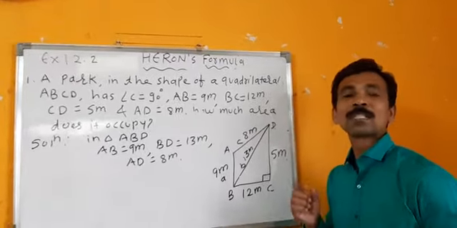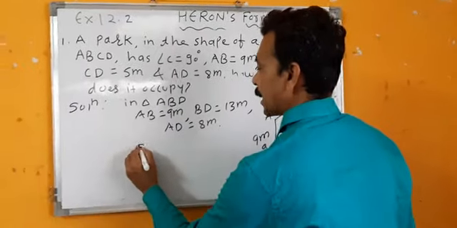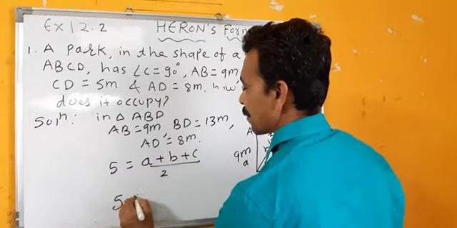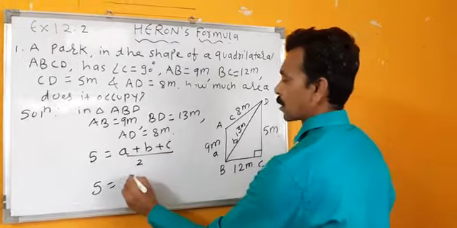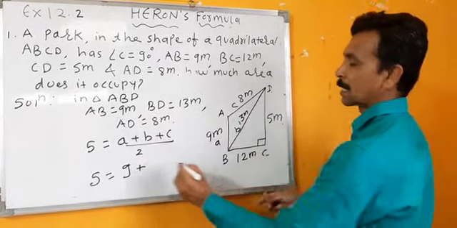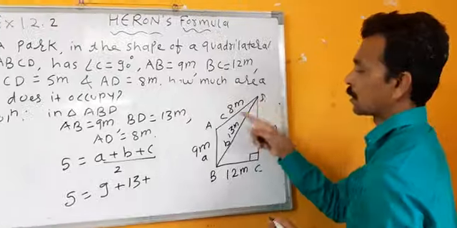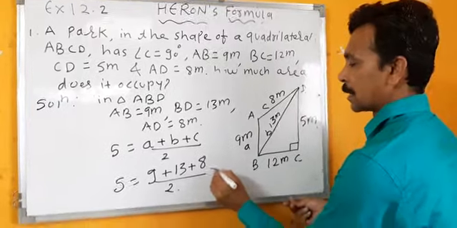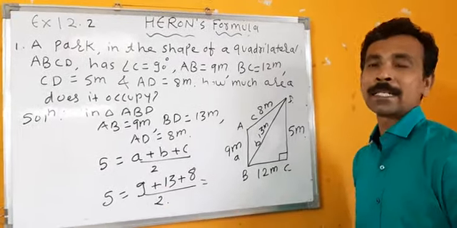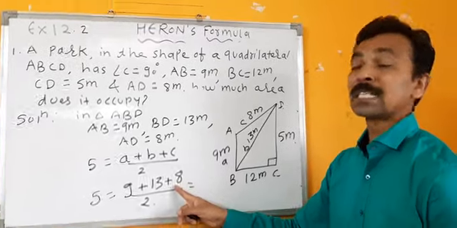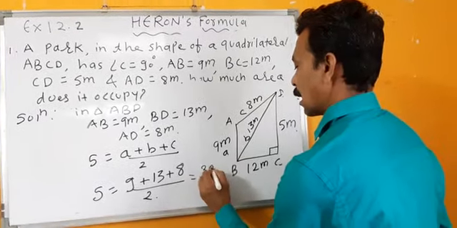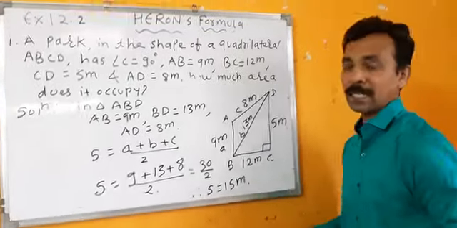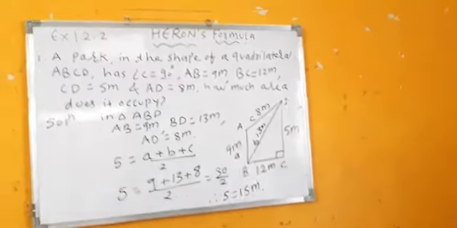So you know very well, first we have to find the semi-perimeter. Semi-perimeter is equal to a plus b plus c upon 2. Semi-perimeter is equal to 9 plus 13 plus 8 upon 2, which is equal to 13 plus 9 is 22, 22 plus 8 is 30, 30 upon 2. Therefore, semi-perimeter is equal to 15 meter.